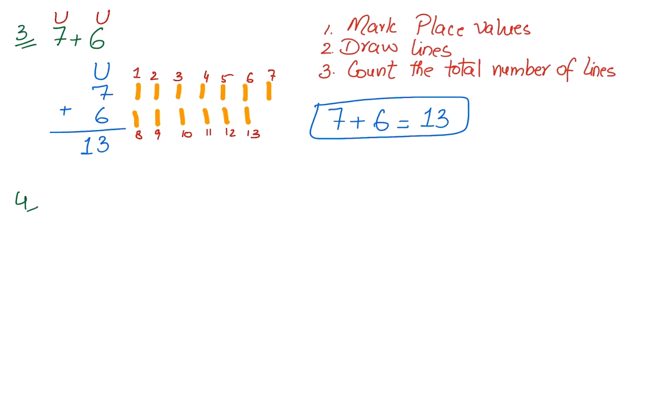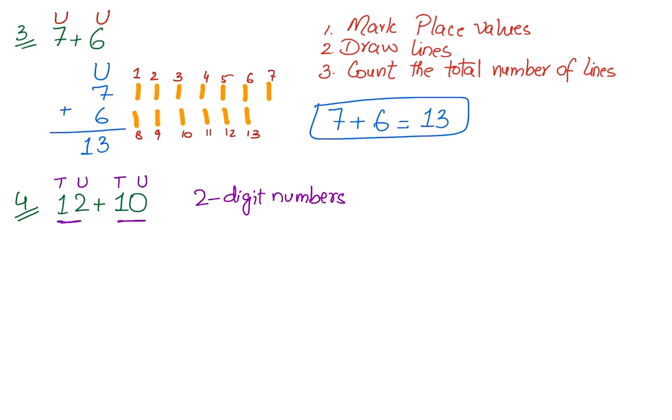Now let's look at the fourth example. Here we will find the sum of 12 plus 10. Now you can see here that both these numbers, 12 and 10, are two-digit numbers. Again, the first step is to mark place values. So we will mark here units and tens. This is units and this is tens. Then we will write it in vertical form. We will first write the place value, then 12 plus 10.